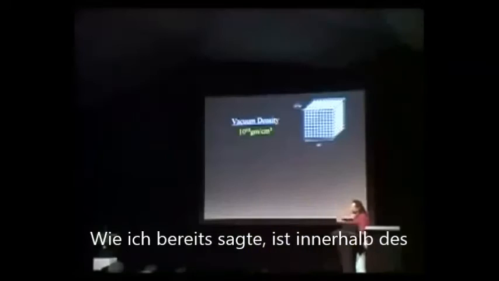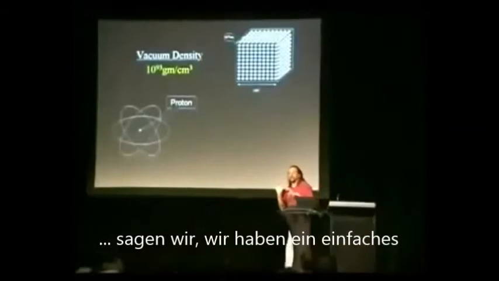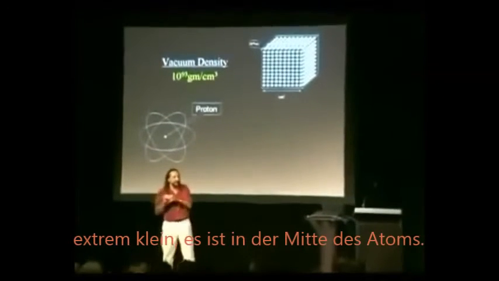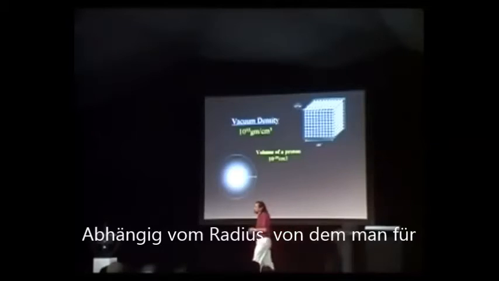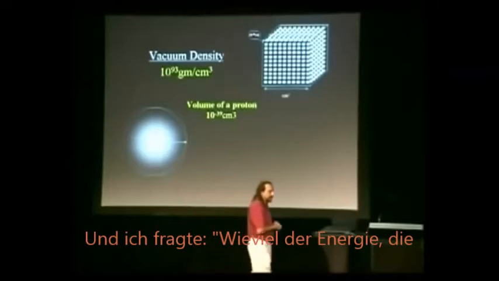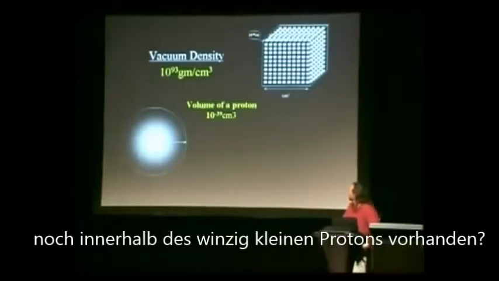So I said, inside a proton volume, let's say you have a simple hydrogen atom, you have a little proton, the nucleus of the atom, it's very, very tiny in the middle. I said, inside there, how much volume is there? And so I calculated the volume of a proton, it's 10 to the minus 39 centimeter cube, depending on which radius you take, it's an approximation. And I said, how much of this energy that's in the vacuum is still present inside the teeny weeny beady proton?